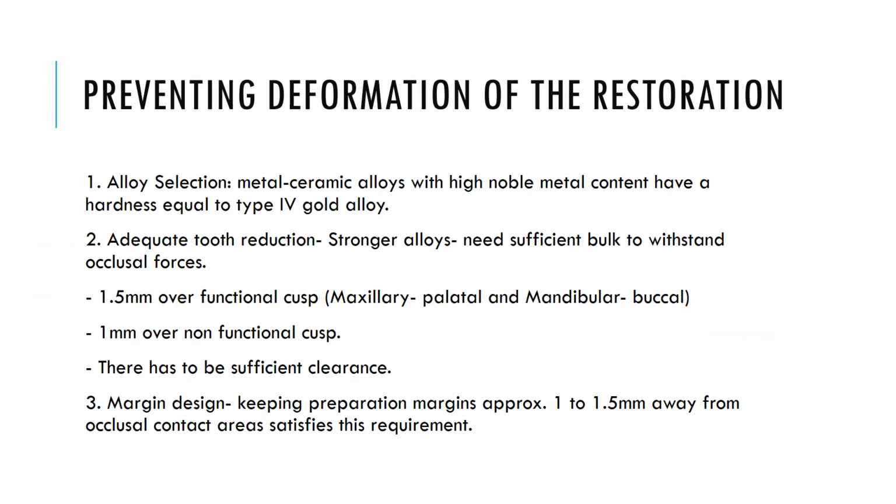Okay. So now coming to the last principle of the mechanical aspect, preventing deformation of the restoration. So alloy selection is important. Metal ceramic alloys with higher noble metal content have a good hardness, it should be used. Adequate tooth reduction should be there so that you can have sufficient bulk of the material to withstand the occlusal forces, right? This is the amount of reduction that we do in the functional cusp, and there should be sufficient clearance. The margin design should be sufficient, and it should be away from the occlusal contact, right? And it should satisfy the requirements, guys.